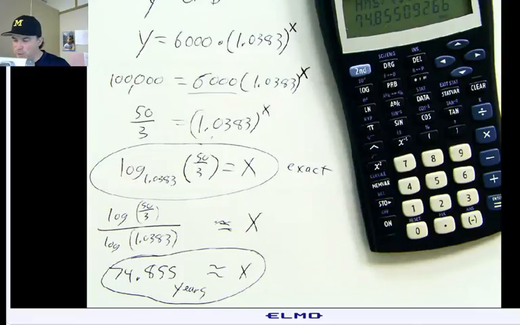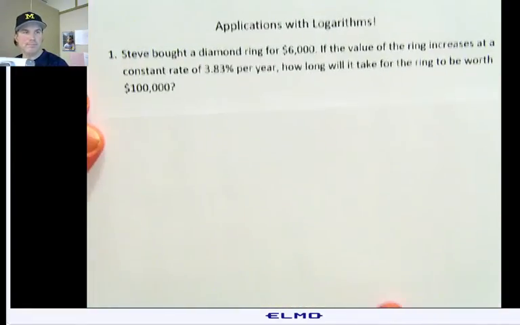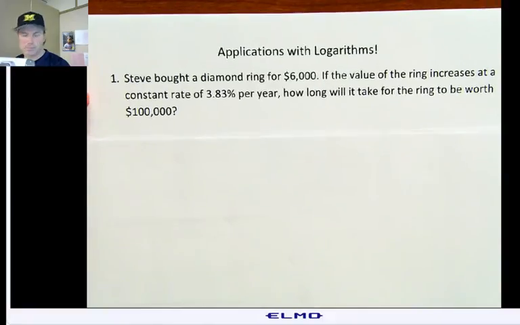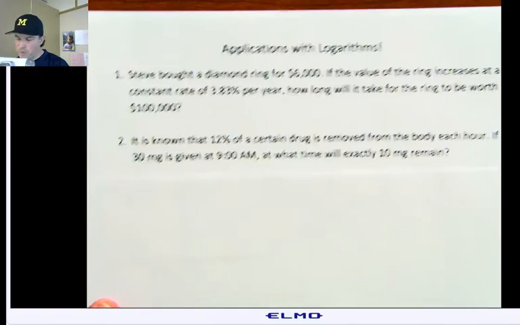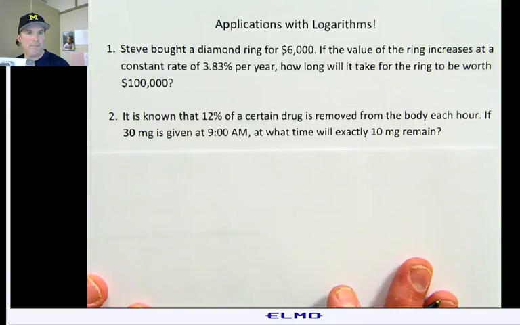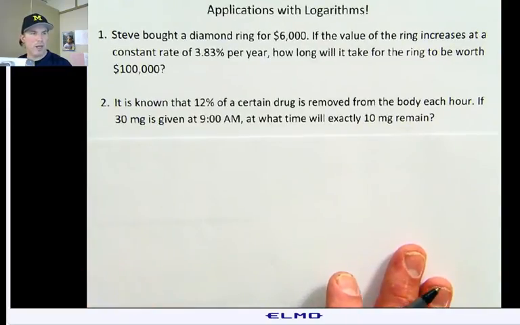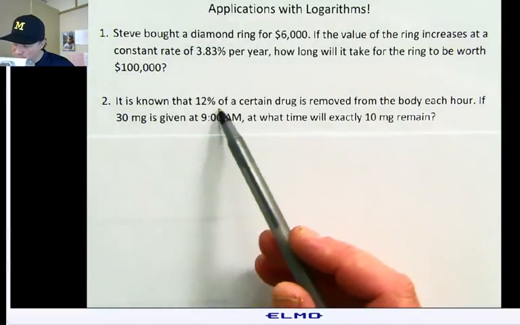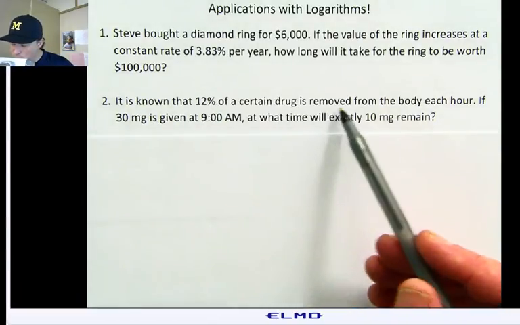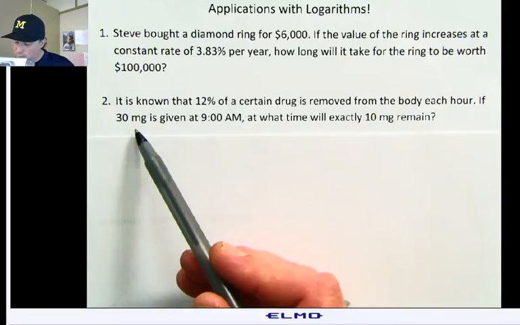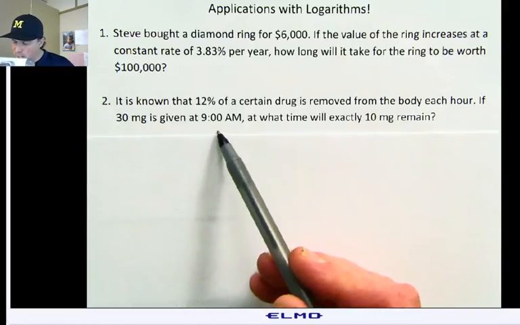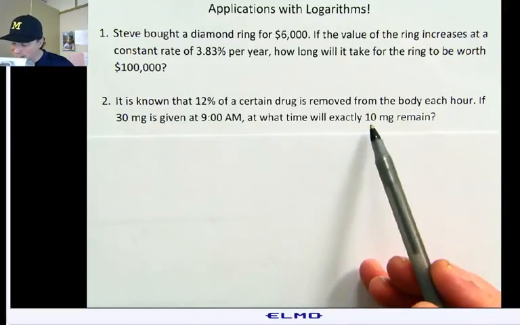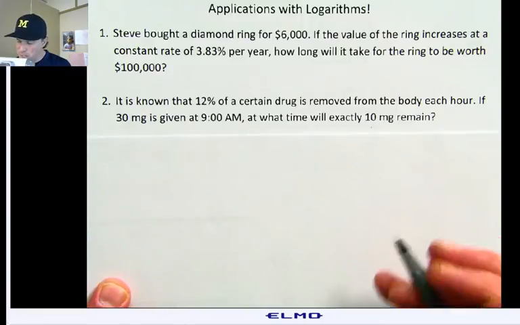Let's move on to number 2. All right. Okay, ooh, drug removal out of the body. So it is known that 12% of a certain drug is removed from the body each hour. If 30 milligrams is given at 9 a.m., at what time will exactly 10 milligrams remain?